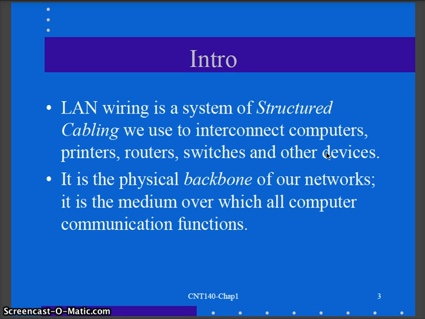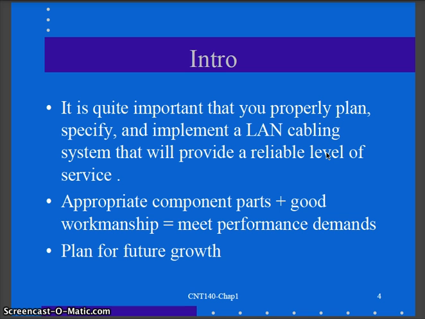This is the actual physical link of our network, kind of like the layer 1, if you will, connecting all the computers, printers, access points, switches, routers in our network. So this is the functional piece of our network, I should say, the piece that makes the whole network function. It's important that we plan, specify, implement this so that it's going to provide a reliable service.